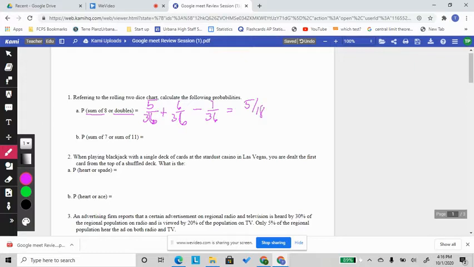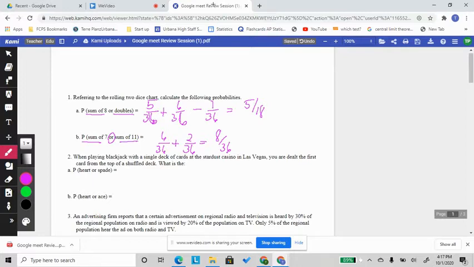Okay. A sum of 7. A sum of 7 has 6 out of 36. A sum of 11 has 2 out of 36. If you're looking at your dice chart, you get 8 out of 36, and those are mutually exclusive. There's no way that you can roll a sum of 7 and a sum of 11 at one time.